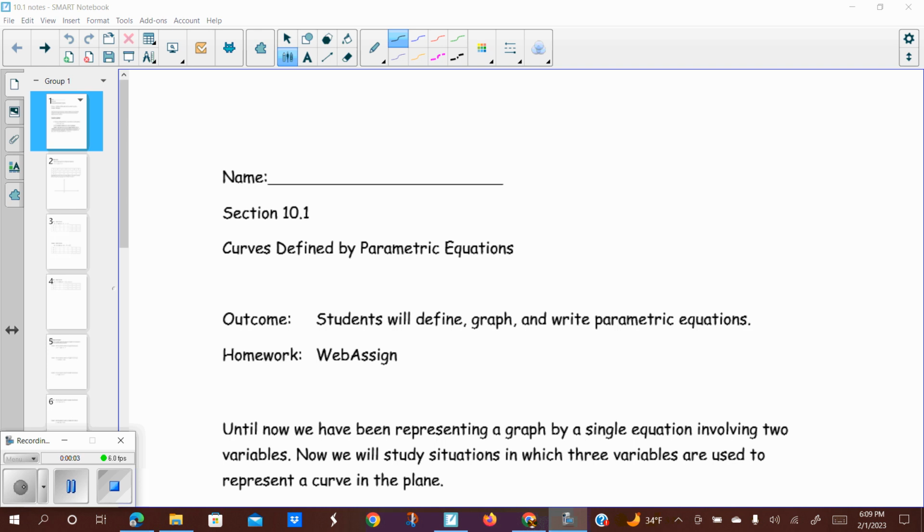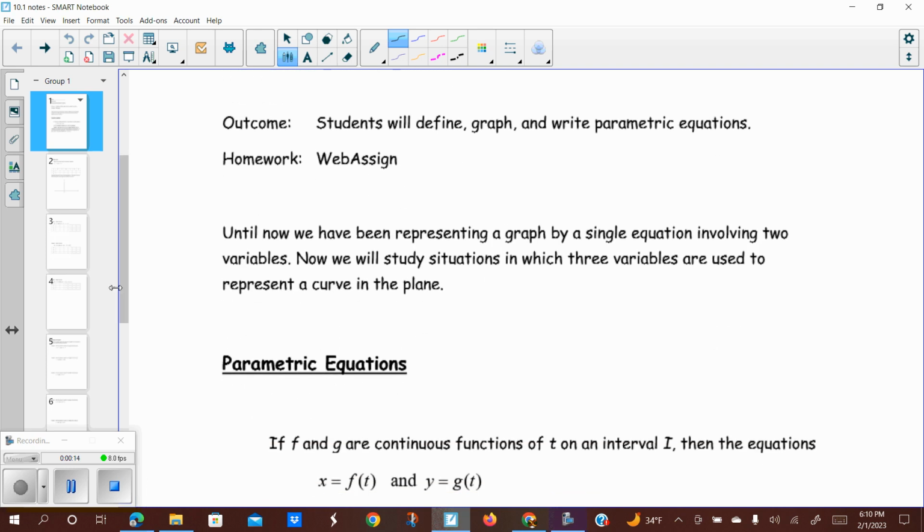Okay, we have reached section 10.1, curves defined by parametric equations. So let's talk a little bit about what a parametric equation actually means. Up until now, we've been representing a graph by a single equation in two variables, typically y equals mx plus b type of a thing, or y equals x squared, something like that. Now what we're going to do is take situations where we have a third variable, and that variable could be anything. For the most part, we're going to use t, but that third variable basically becomes your independent variable.